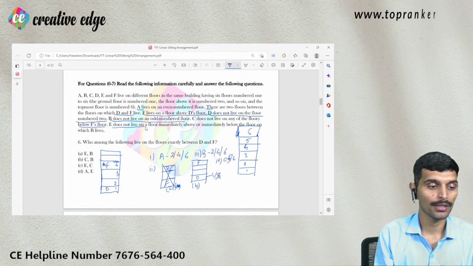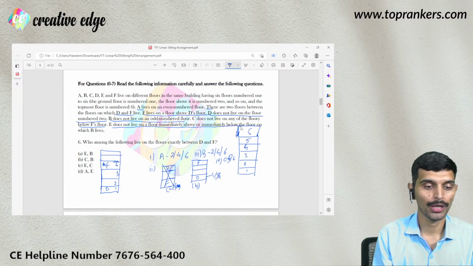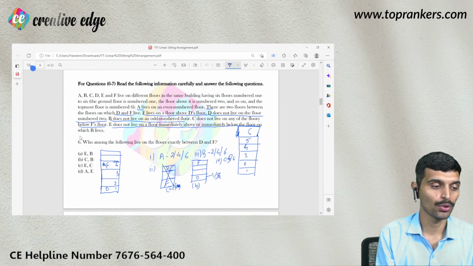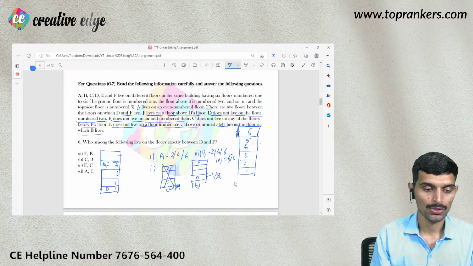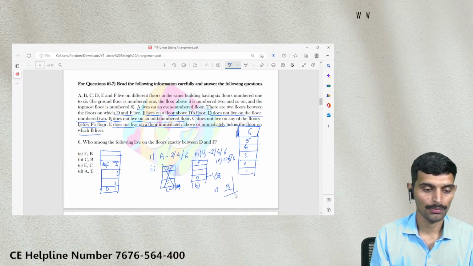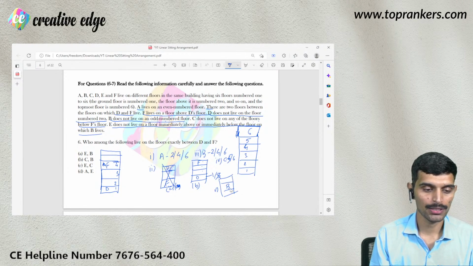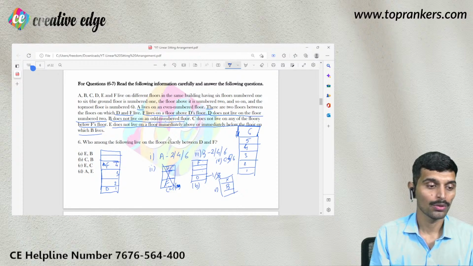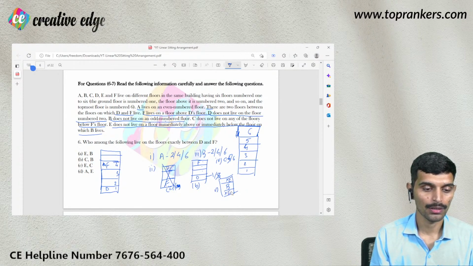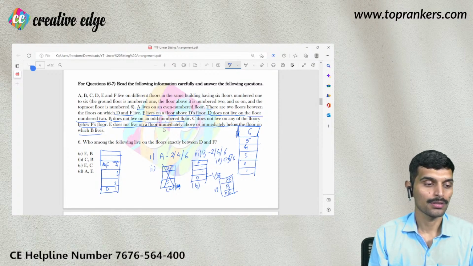E does not live on a floor immediately above or immediately below the floor on which B lives. So this is clue number 5. If B is living on a floor, then the floors just above and just below will not have E, right? So this is it.